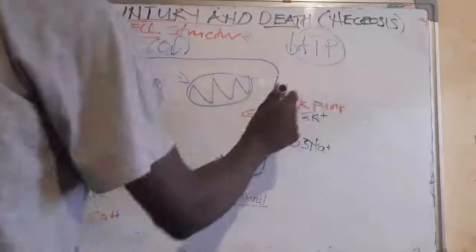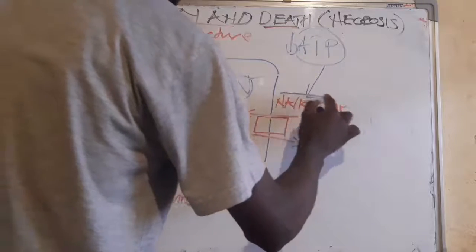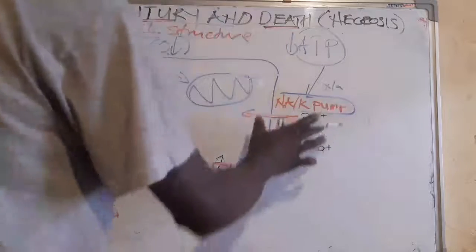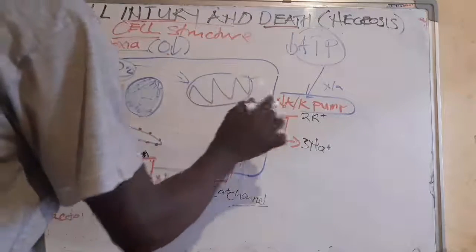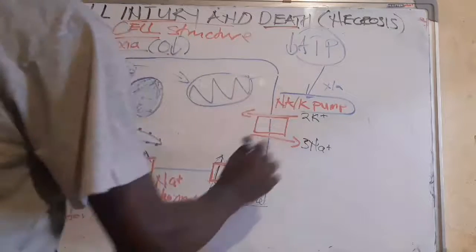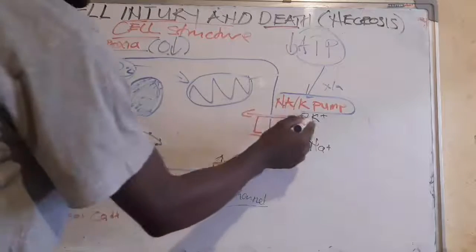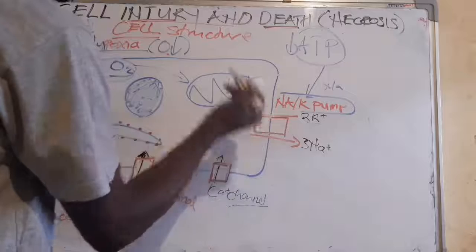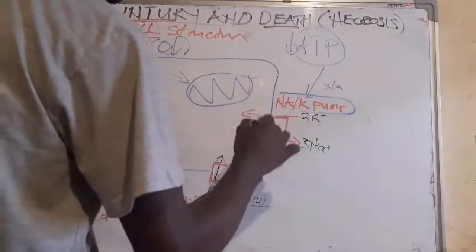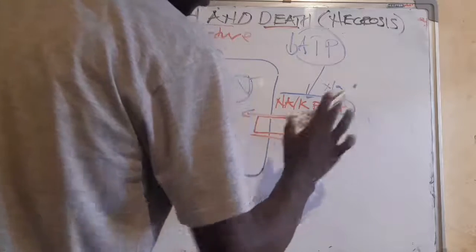ATP is vital to regulate the function of the sodium potassium pump. Without ATP, this pump can't function. What is the function of this sodium potassium pump? It pumps 2 potassium ions into the cell and 3 sodium ions out of the cell. This is a type of active transport.